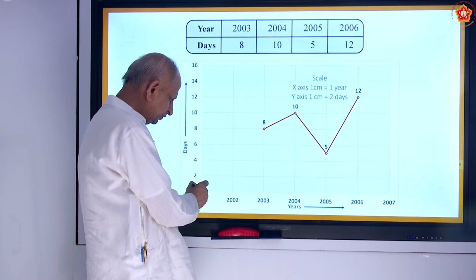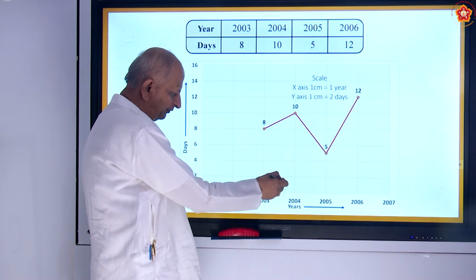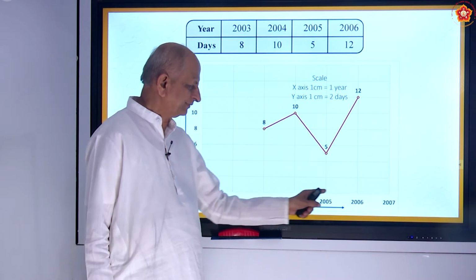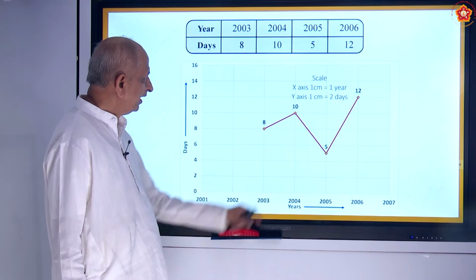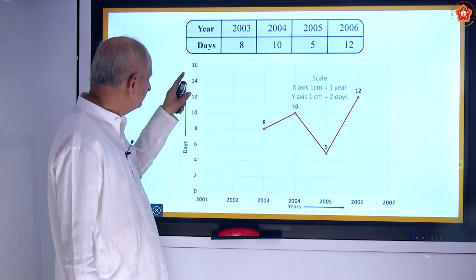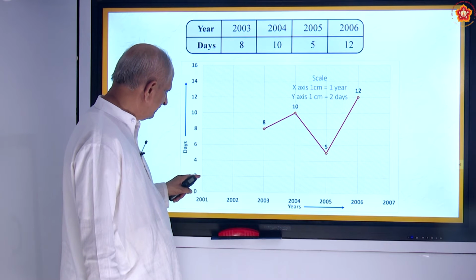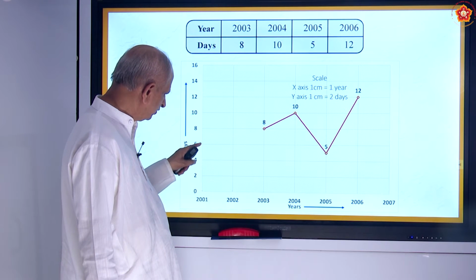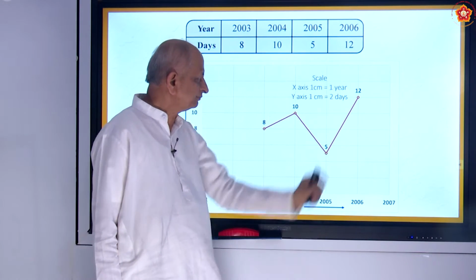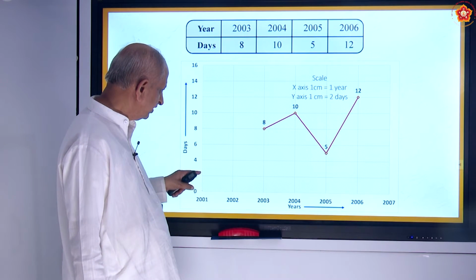So first it is to start with 2001, then 2002, 2003 for every centimeter. So 1 centimeter to 1 year, like that it is marked. Okay, and up to 2006 you have to mark, so up to here. And in the y-axis, for every centimeter we have days, number of days: 2, 4, 6, 8, 10, 12, 14. Actually last is only 12. One extra is given. That is the y-axis. 1 centimeter to 2 days.